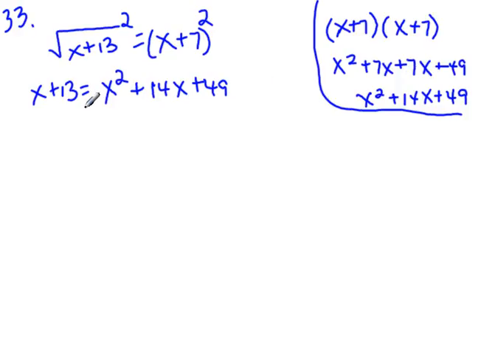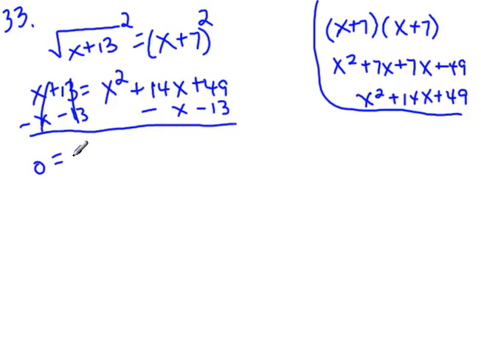Okay, now I want to continue solving for x, so I'm going to move everything over to the same side of the equal sign. So I'm going to subtract x, and I'm going to subtract 13 over to this side, putting them below their like terms. These two cancel and give me 0 equals x squared plus 13x plus 36.